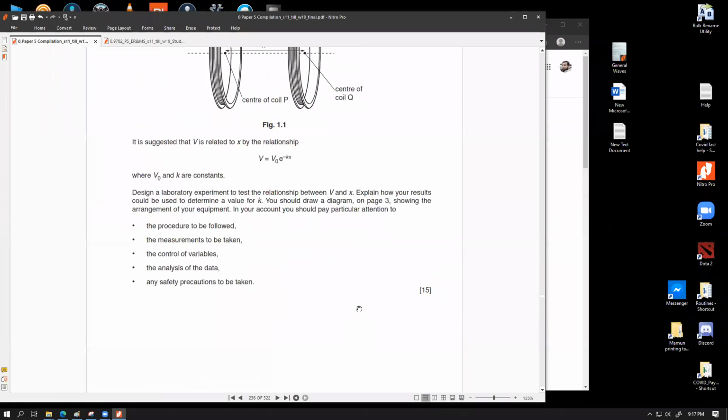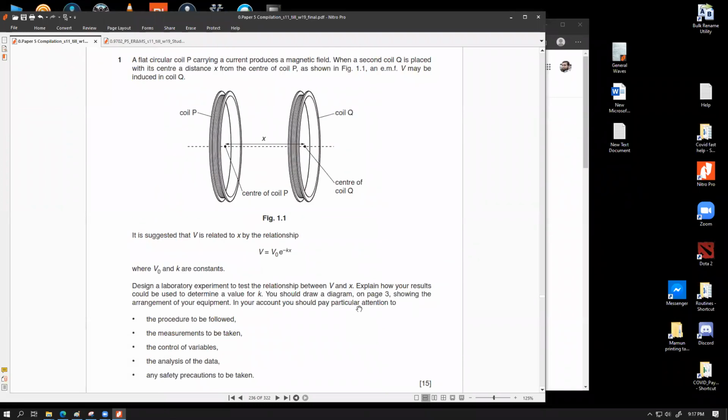We have some time, so let's give it a try for voltage. In this case, we are actually dealing with voltage, which is beautiful. A flat circular coil P carrying a current produces a magnetic field with the second coil Q placed at its center, with its center at distance x from the center of coil P as shown in figure 1.1. And an EMF V may be induced in coil Q.